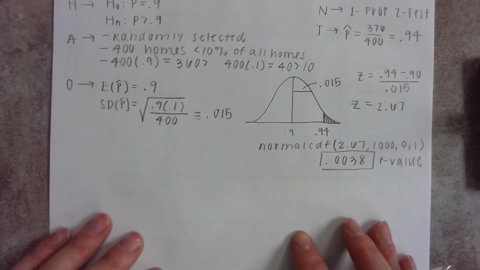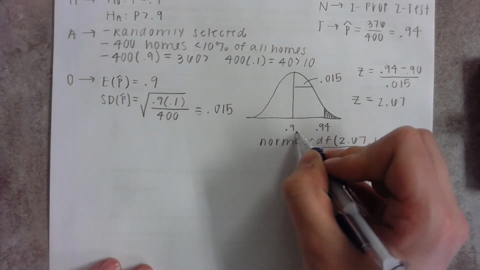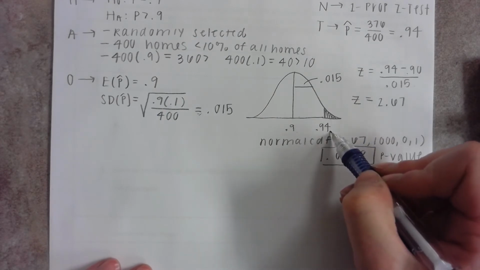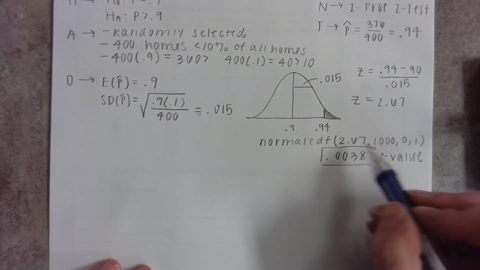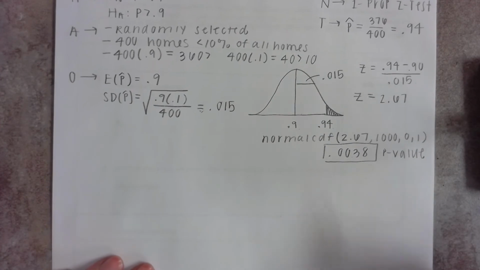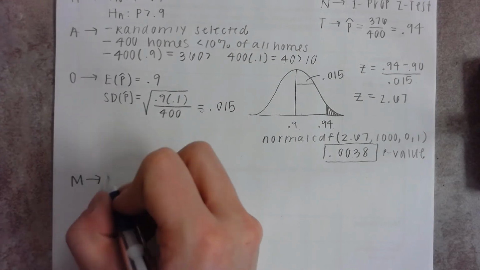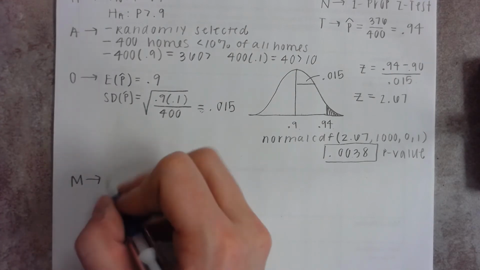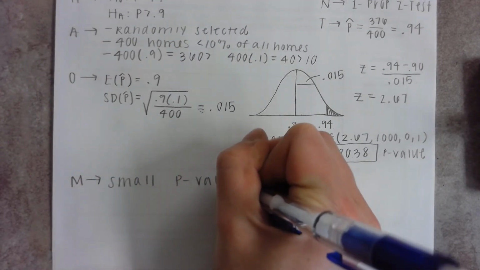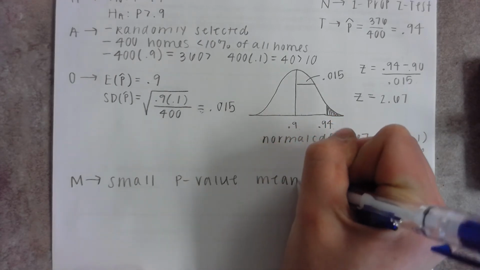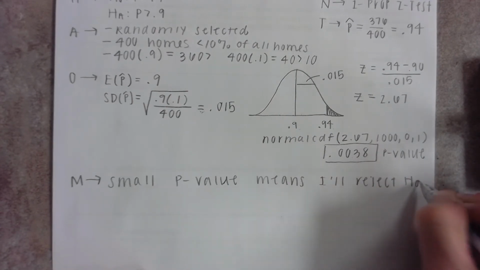Now, because that p-value is quite small, it means that if the true proportion was in fact 90%, I would find a sample of 94% only 0.38% of the time, which is not very often. From here, I'm going to make a conclusion. Again, that p-value is very small, so I'm going to reject the null hypothesis. So small p-value means I'll reject H0.